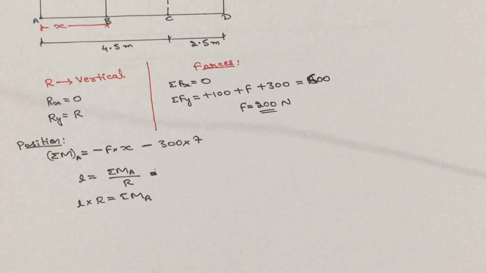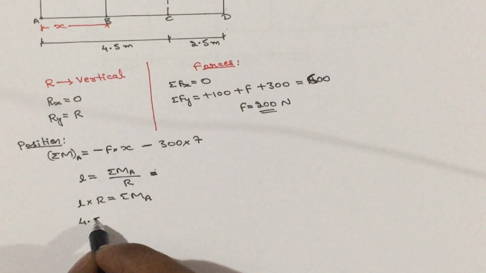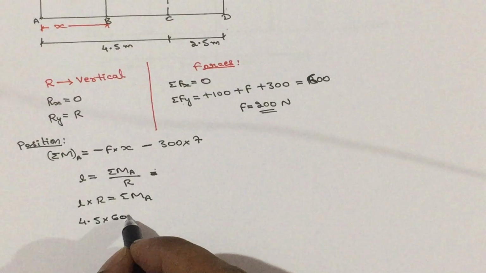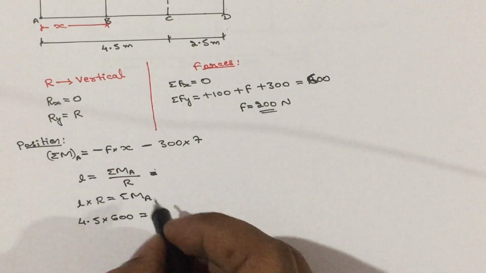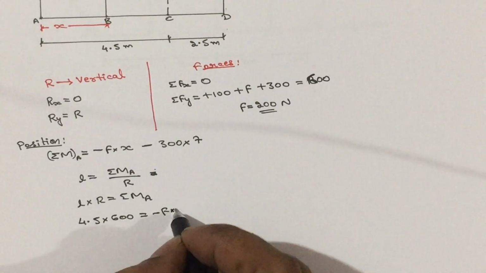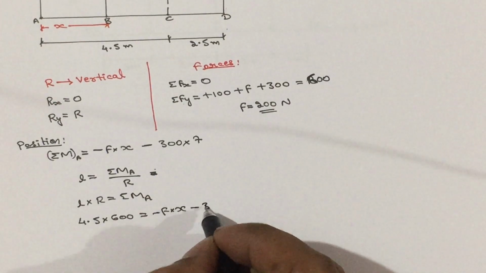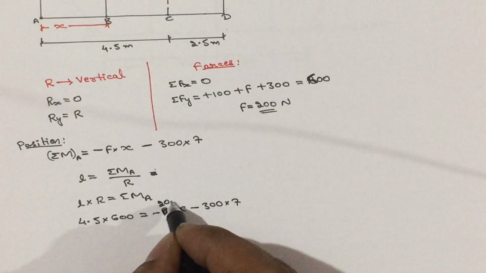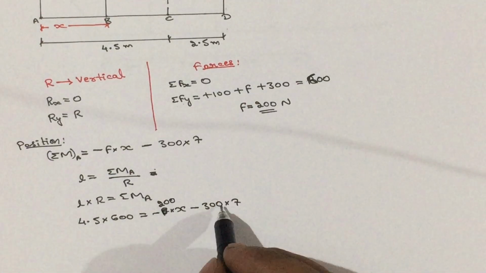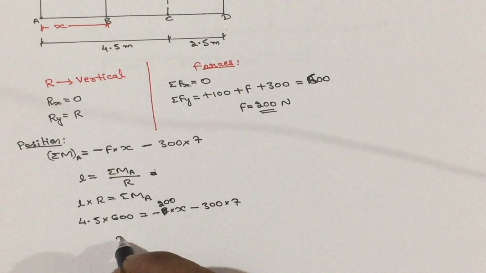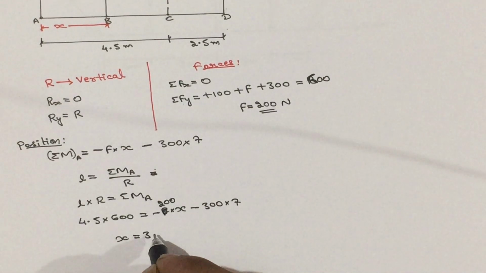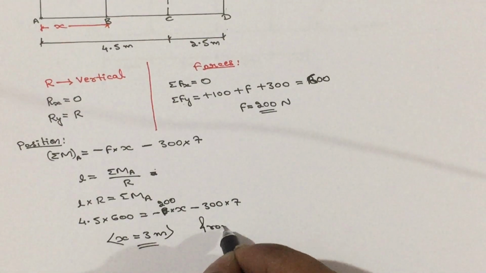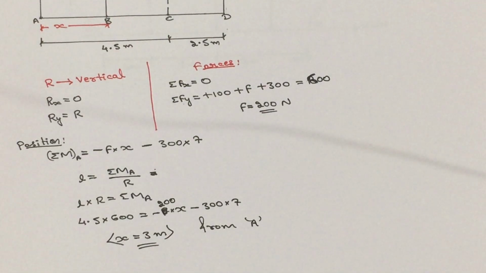So it will become 4.5 into the resultant, which is given as 600 Newton in the problem, equal to sigma MA, which is minus F into x minus 300 into 7, where F we got as 200. So in this entire equation, the only unknown is x. If we calculate x, we get it as 3 meter from the A point. That's all for this problem. Thank you.